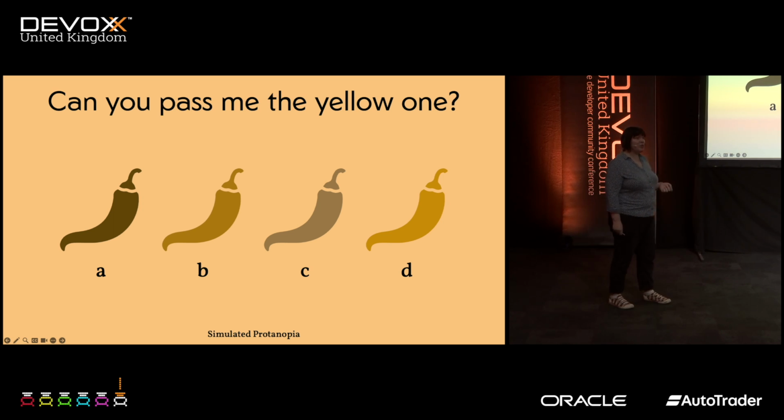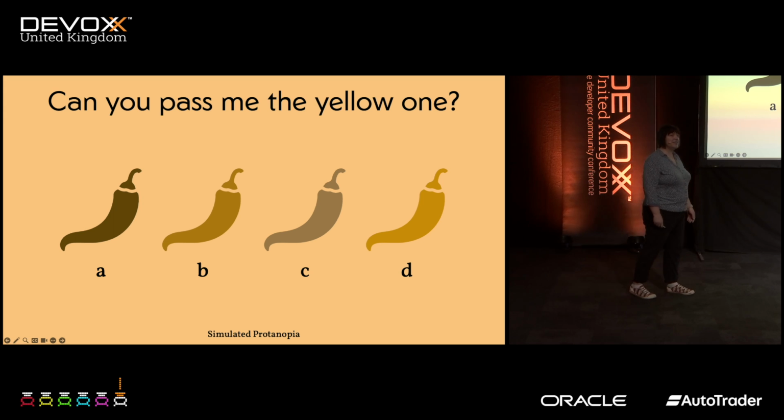So, who thinks A is the yellow one? B? C? D? Okay, pretty much everyone got that one right.